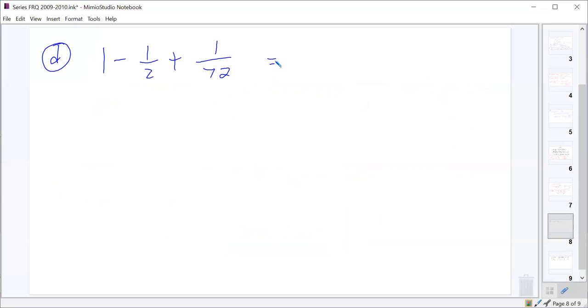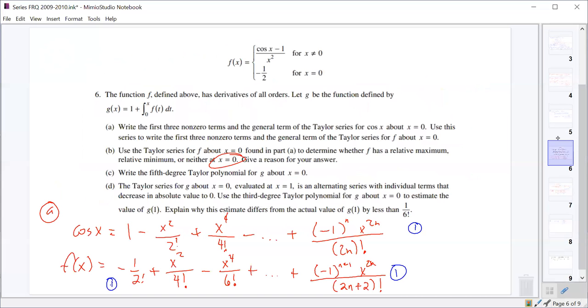And so what would that estimate come out to be? That's a half plus 1 over 72, so that'd be 37 over 72. So that's the first part of it, just estimating it at x equals 1. And then it also says, explain why this estimate differs from the actual value by less than 1 over 6 factorial.